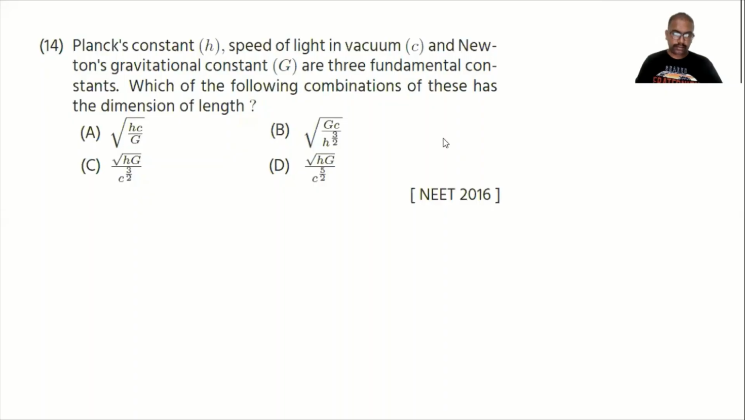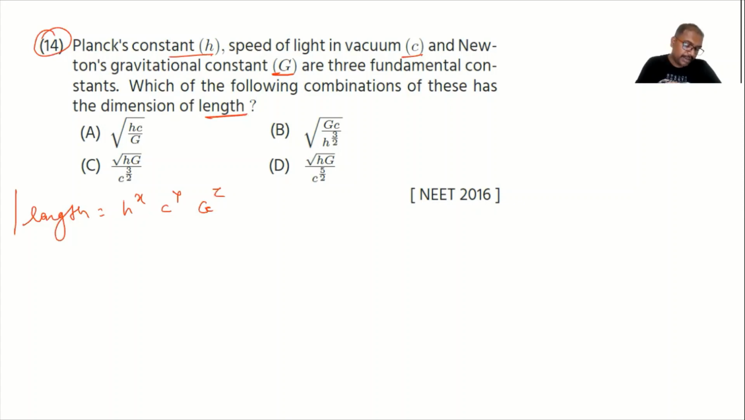Now question number 14. Let's see the solution of this. Planck's constant H, speed of light in vacuum C, and Newton's gravitational constant G are three fundamental constants. Which of the following combinations of these has a dimension of length? Now listen, I can write here: length is equal to H raised to X, C raised to Y, and G raised to Z. And this X, Y, Z we have to find out and write in this formula, then we get an answer.